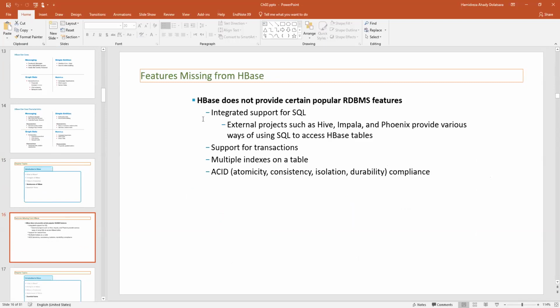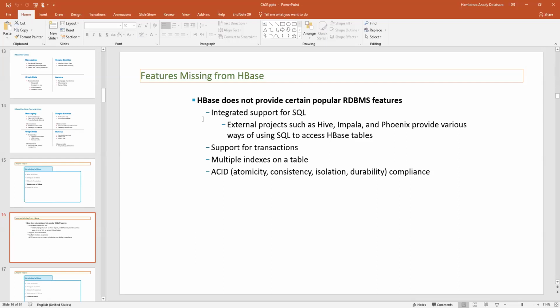So these are some missing features from HBase. Basically, we use other platforms to help us with these missing features. Integration with SQL is very hard; HBase cannot interact very well. So we use other platforms such as Hive and Impala to interact with SQL or RDBMS databases. Support for transactions is low.